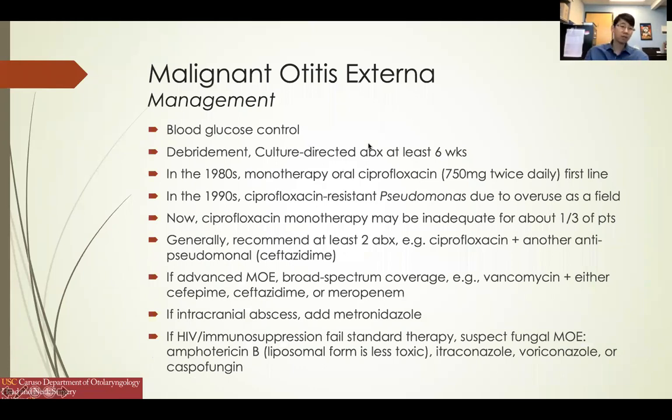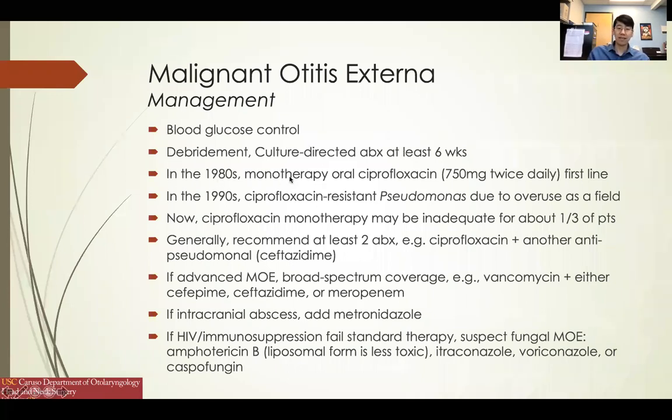So how do we treat MOE? If they have diabetes, then meticulous blood glucose control. We want to debride any necrotic tissue. You want to do culture-directed antibiotics for at least 6 weeks. The length of treatment is a bit controversial, but theoretically, it takes 3 to 4 weeks for bone to revascularize. So that's why we want to do at least 6 weeks or so.